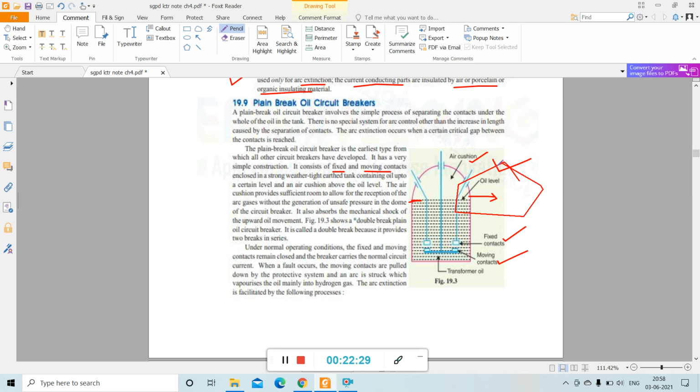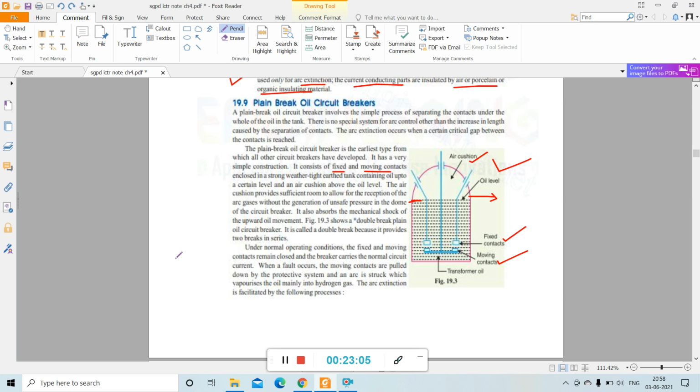So this is the figure showing a double break plain oil circuit breaker. Why is it called double break? Because it provides two breaks in series. That means here one break happens and here one break. So two breaks occur in series. That's why it is known as a double break plain oil circuit breaker. Okay, so let's discuss its operation.